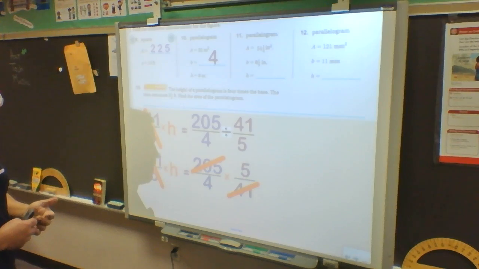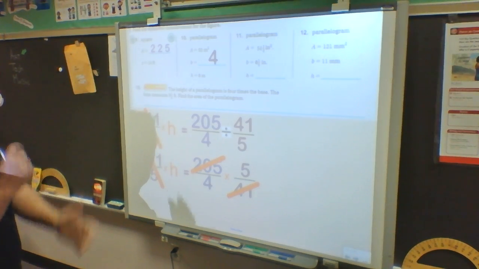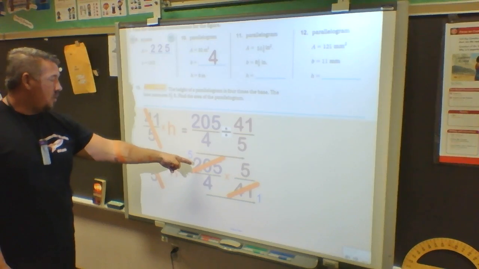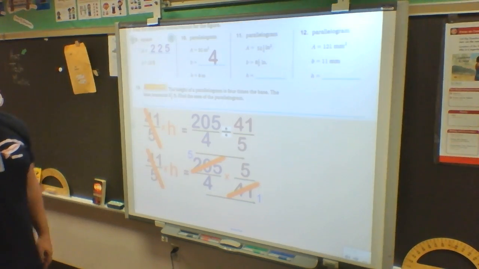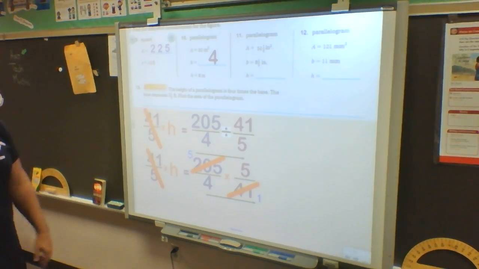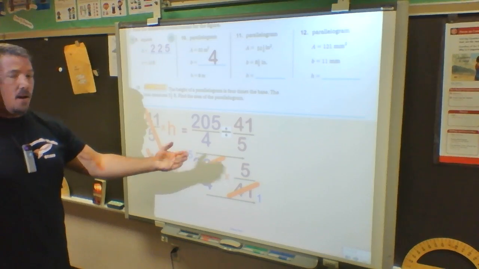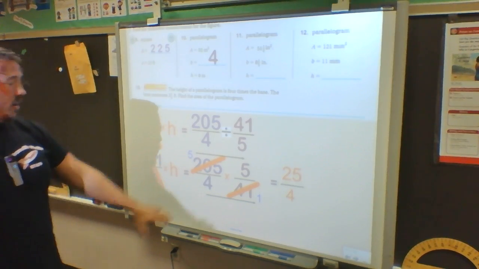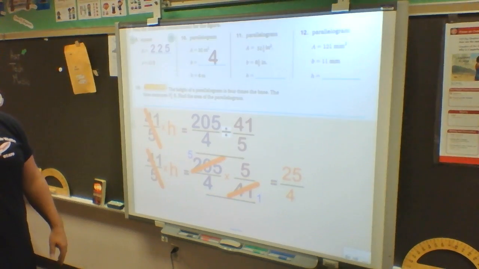Well, if I had my handy-dandy calculator, I'd find out it does. 41 goes into 41 one time, and 41 goes into 205 5 times. Now my problem's pretty easy. I end up with 5 times 5, and in my denominator, 4 times 1, so I get 25/4.